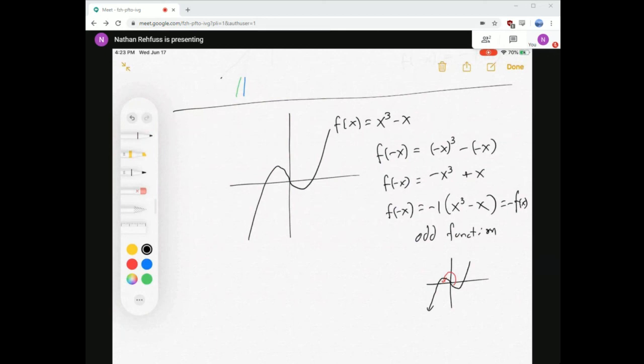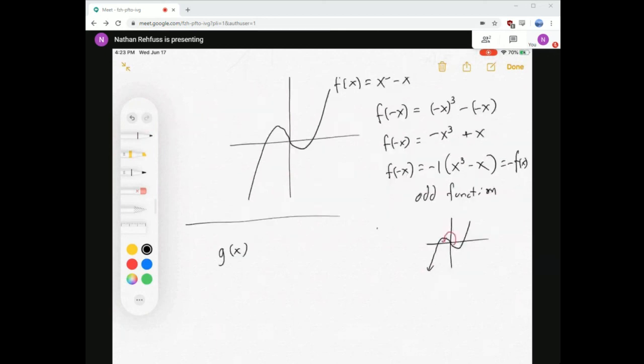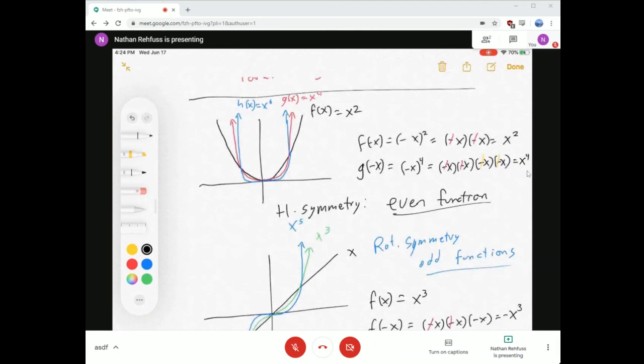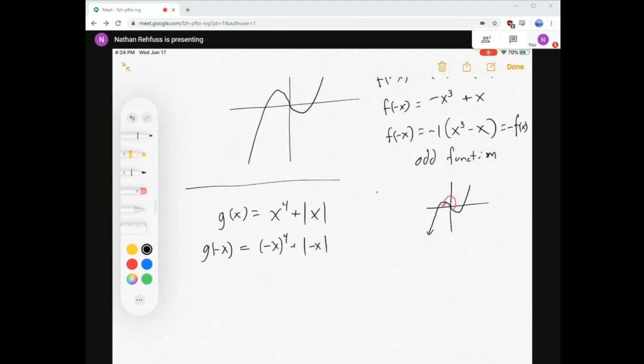Or if I had g of x equals x to the fourth plus the absolute value of x. If I take g of negative x, that's going to be negative x to the fourth plus the absolute value of negative x. Well, negative x to the fourth, that's minus x times minus x times minus x times minus x. Just like we saw up here. All of those minus signs are going to cancel out, and we'll just get x to the fourth again. So this first term here is just x to the fourth again.